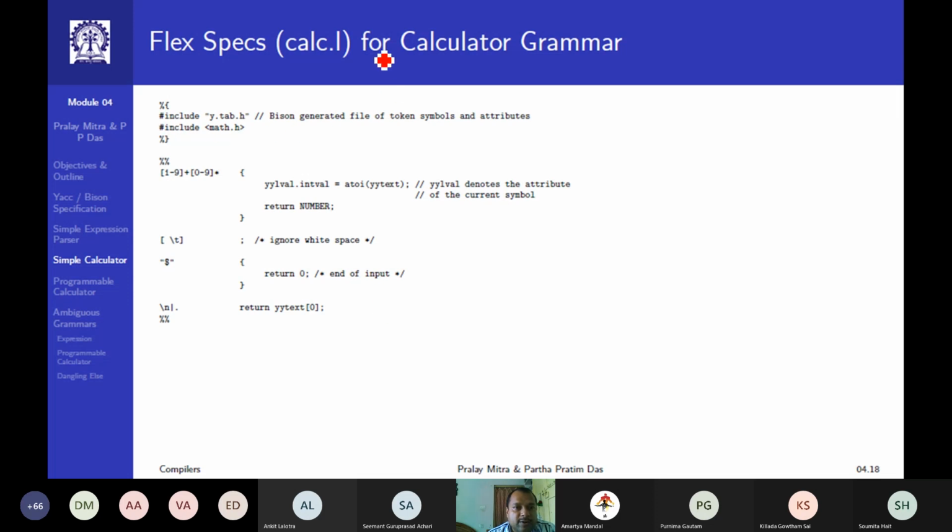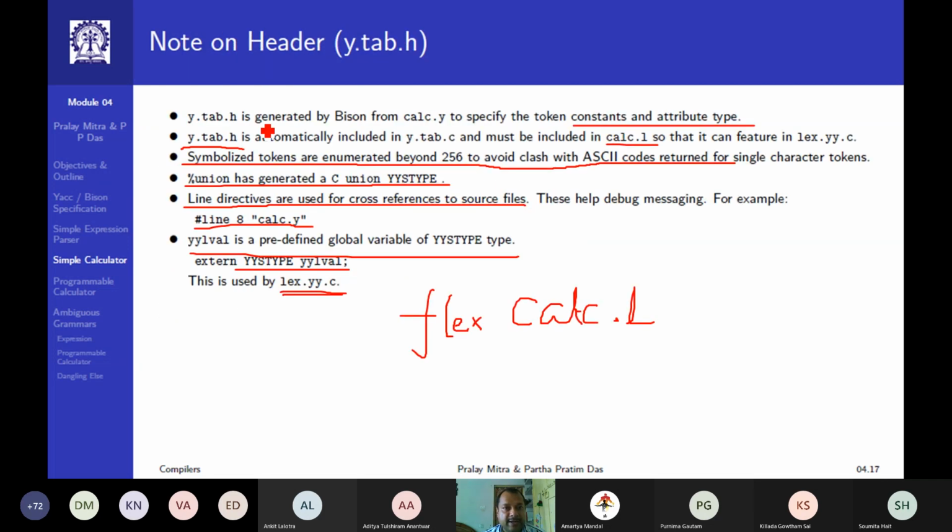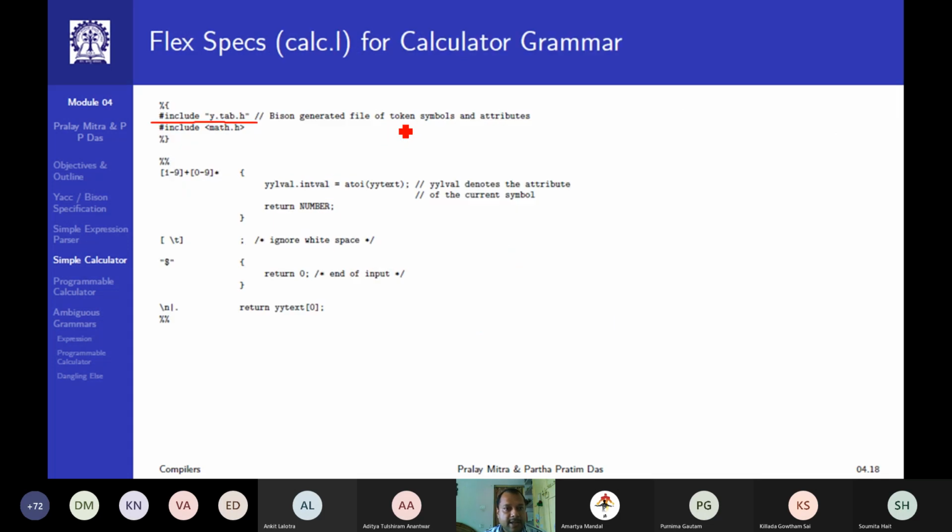So this is the same program I have shown you. I mentioned that y.tab.h is required to be included here. It will be generated by Bison; in the previous slide, we mentioned that it is generated by Bison indeed. And math.h is not used right now, but it is included for the future, if we do some mathematical calculation. Here I am using atoi, that's why math.h is also required.